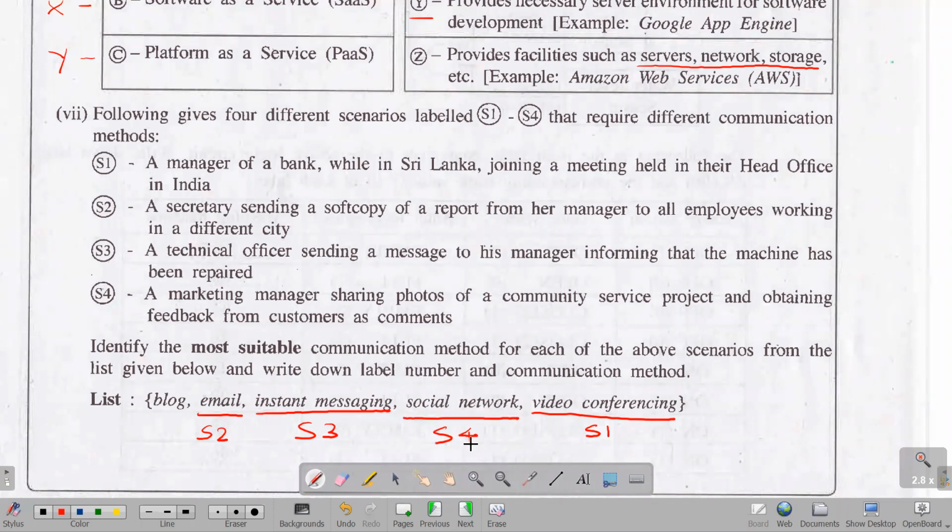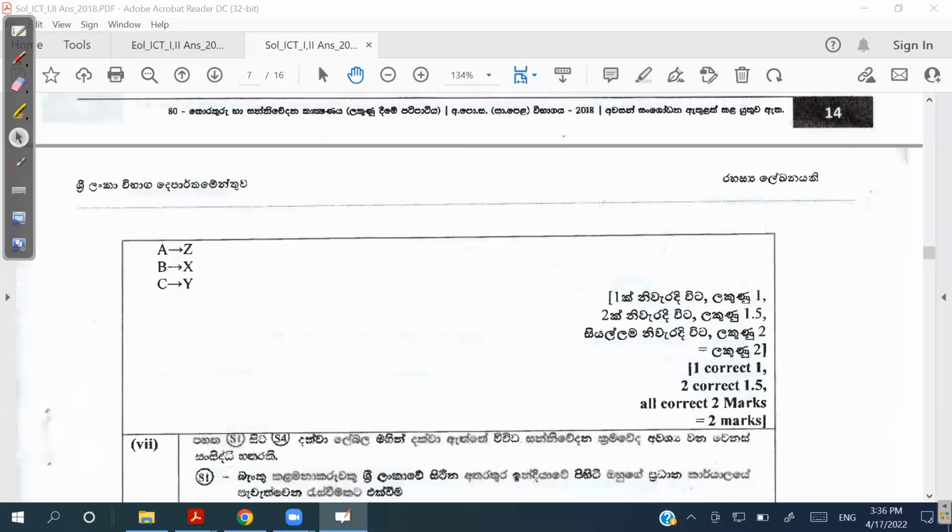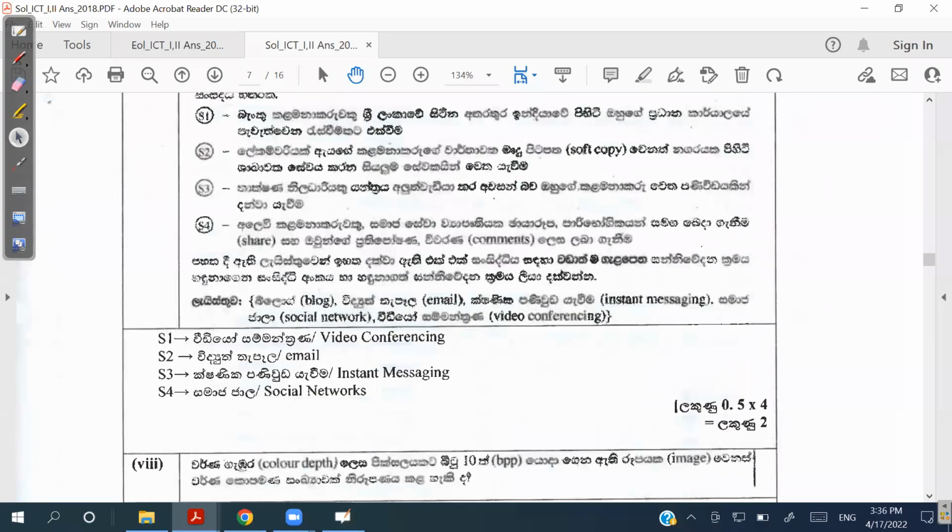Right, let us confirm these with the marking scheme. S1 video conference, S2 emails, S3 instant messaging, S4 social networks. So 0.5 for each correct answer, so 2 marks are given.